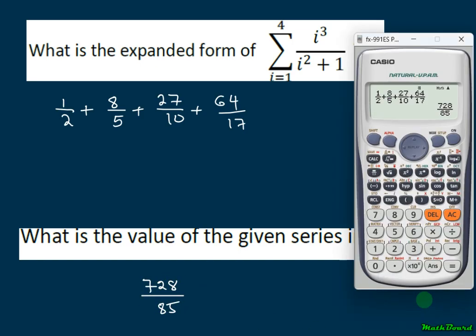Also, you can verify the result using the sigma notation on the calculator. This is our summation here. So we have x cubed divided by x squared plus 1. We use x instead of i because this is the default variable in the calculator, from 1 to 4. As you can see, we arrive at the same answer, 728 over 85.